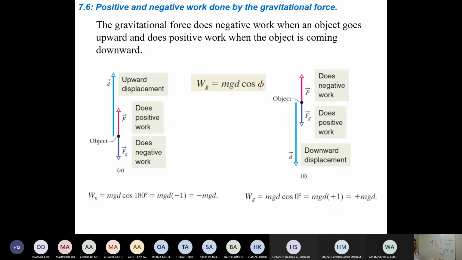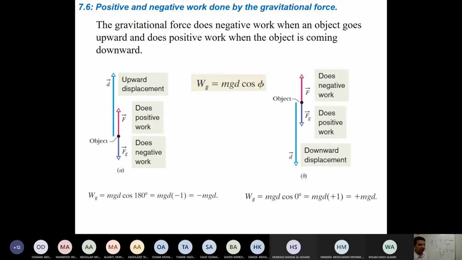So there are two forces involved now. One is applied by my hand, and another is applied by the gravitational force. If I move it upward, one of the forces does positive work, and the other force does negative work. When I'm moving it downward, again, one force does positive work, and the other force does negative work.